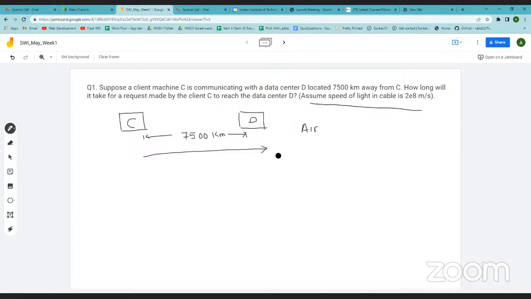And the second thing I want to know is, why do we need the speed of light? What does the request have to do with the speed of light? It is assumed that all electromagnetic waves travel with the speed of light. So the information traveling in air is electromagnetic waves, and it will travel with the speed of light. This is what we need to understand.